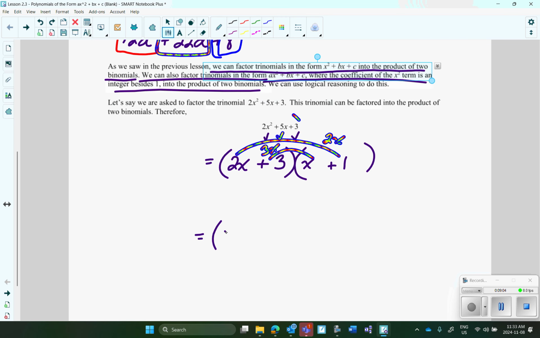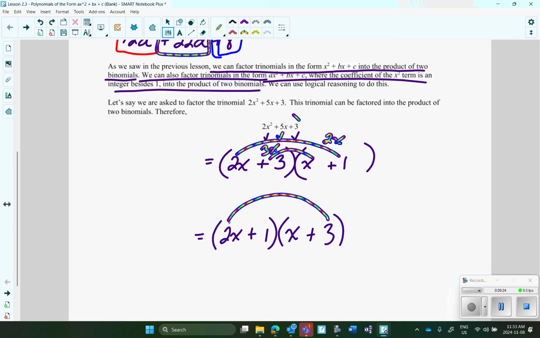Let's say we did this. Instead of going 3 and 1, we did 1 times 3. That still works, right? But if we rainbow it, what's 2x times 3? 6x. What's 1 times x? And when I combine those, what's 6x and 1x? Which is not this. So that's why this doesn't work and this does.